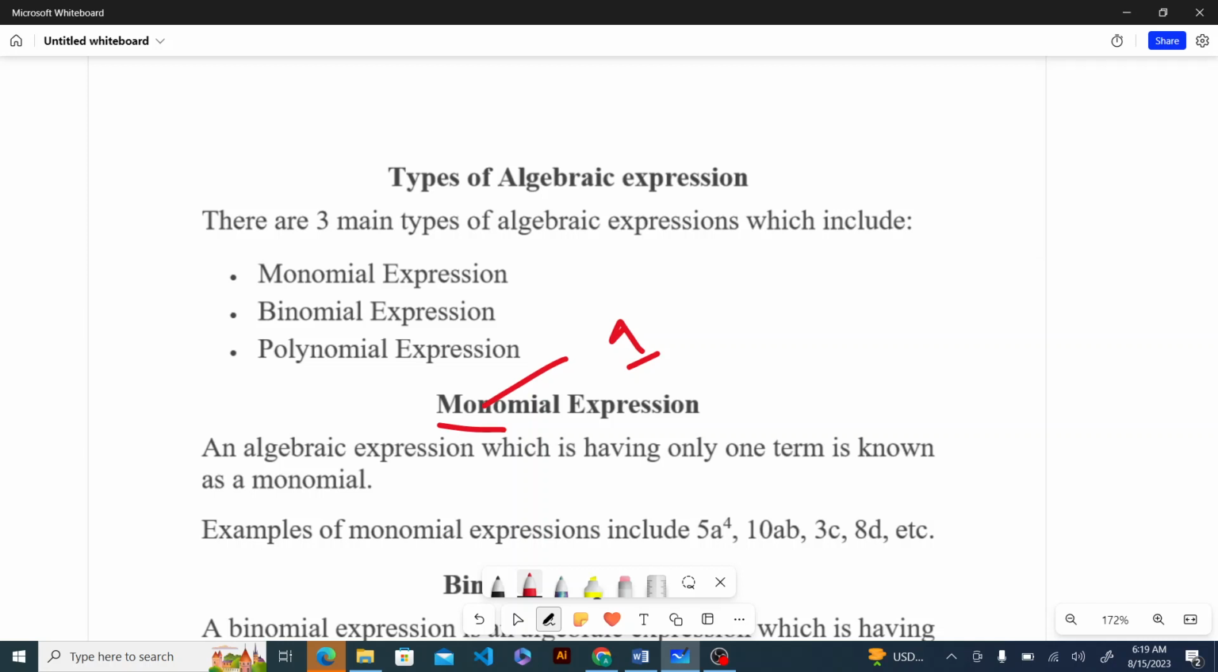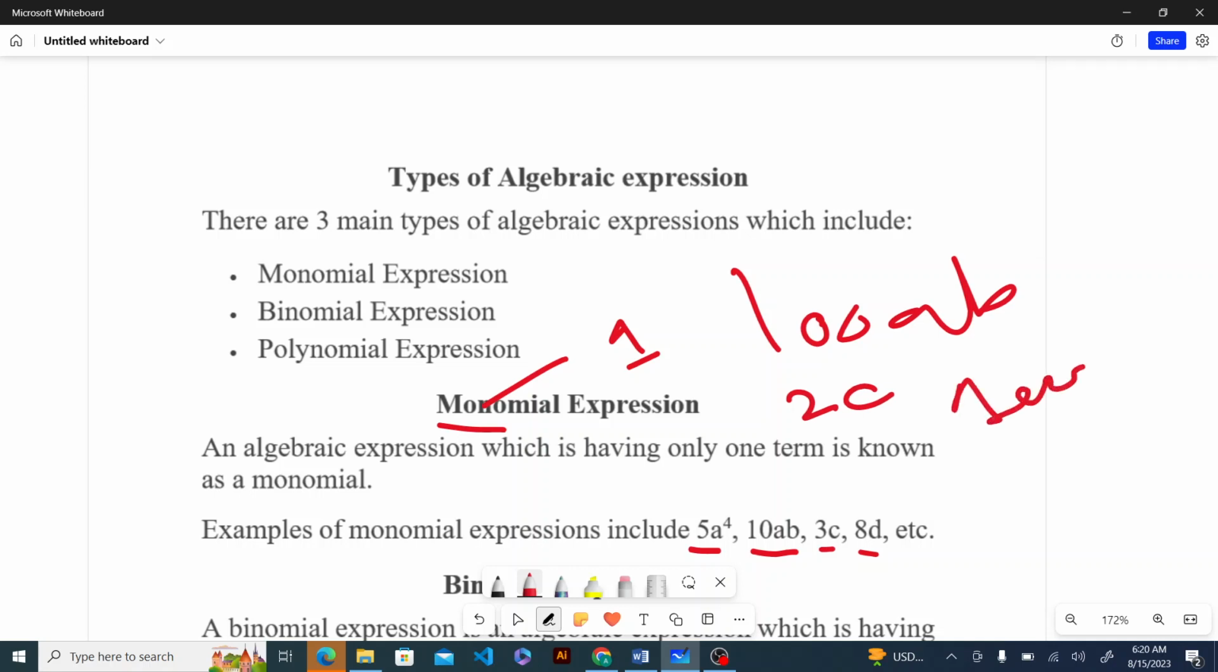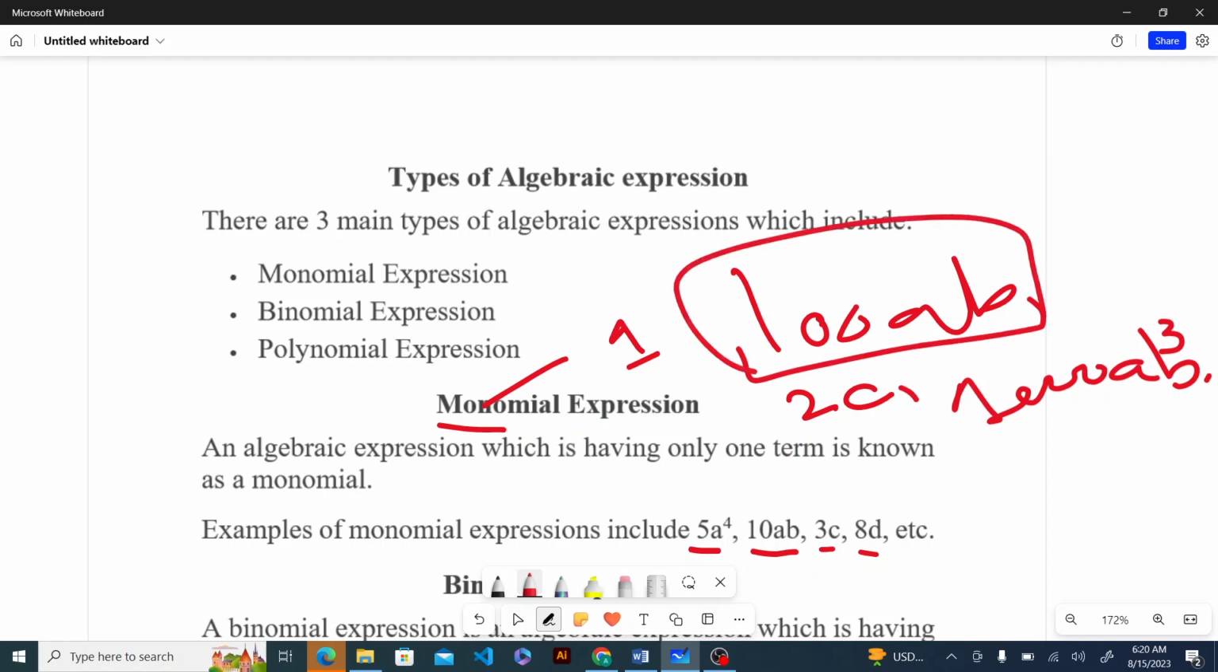For example, 5a raised to power 4, 10ab, 3c, 8d, or many others like 100ab, or 2c, or 1000ab cube. These are the different examples of monomial expression because they have only one term. This is only one term, single term. So all those algebraic expressions which has only one term, they are called monomial expressions.